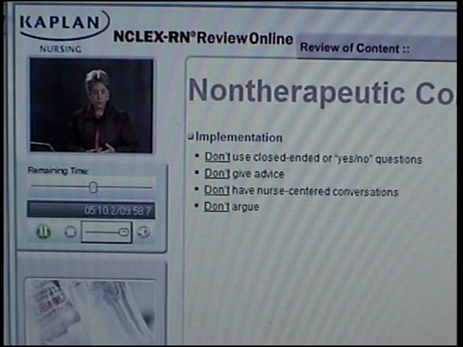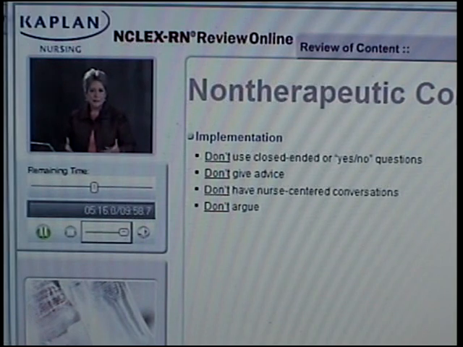Another non-therapeutic communication technique is don't give advice. I read this a lot of times, and I always find it somewhat amusing because I feel like in nursing, we're always instructing the patient, and we're always trying to help them achieve whatever goals they're trying to achieve. But there's a therapeutic way to do it and a non-therapeutic way to do it. If we are giving advice, if we're telling a patient what they ought to be doing, in essence what we're doing is we're communicating to them, you're not capable of making your own decision. So we're interfering with their ability to make a decision.